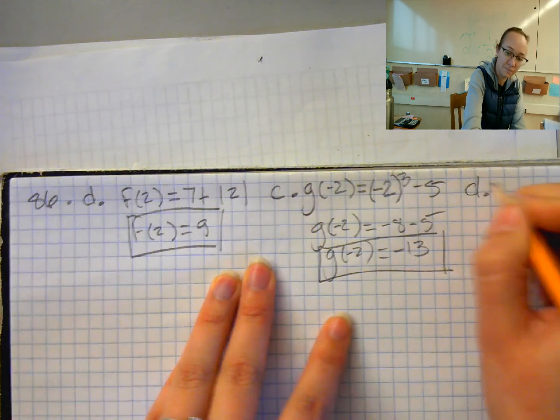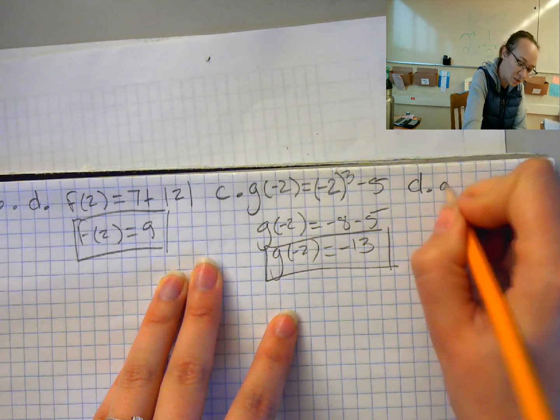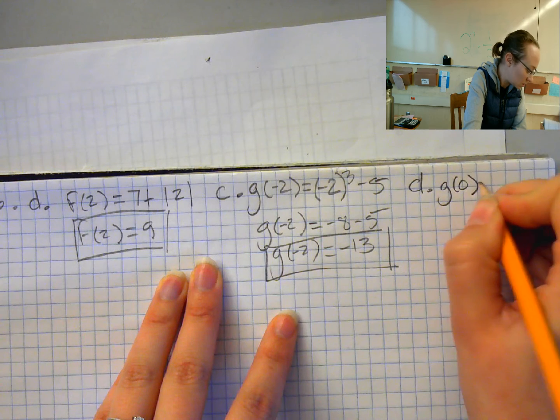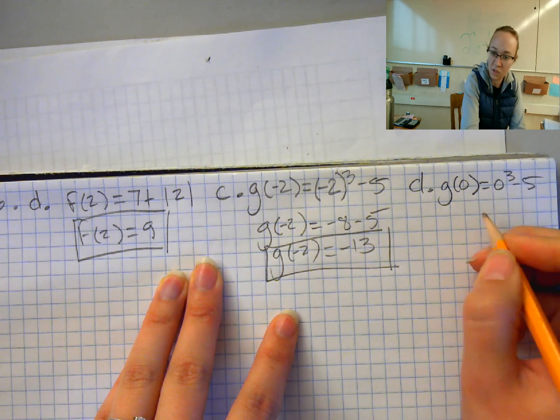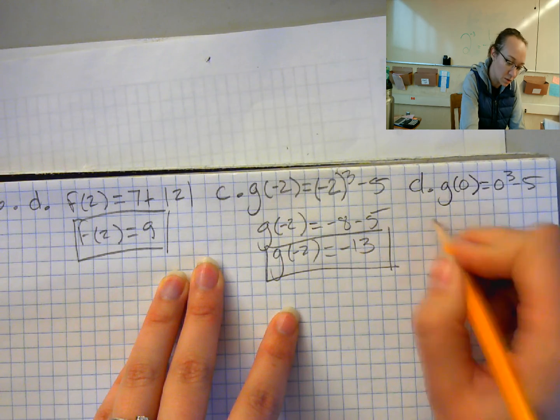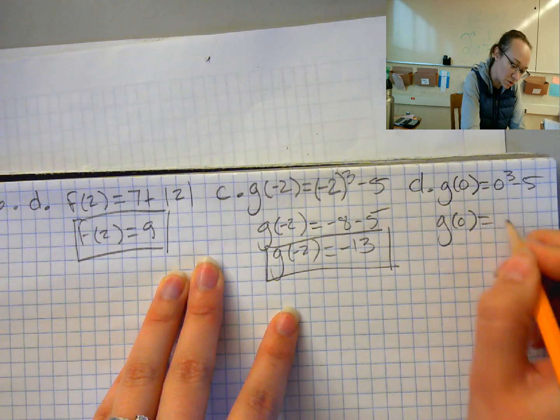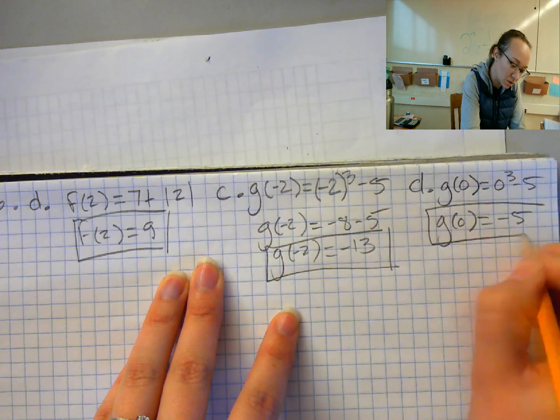And for D, I have g of 0, which is 0 cubed minus 5. 0 times 0 times 0 is still just 0. So g of 0 equals negative 5.